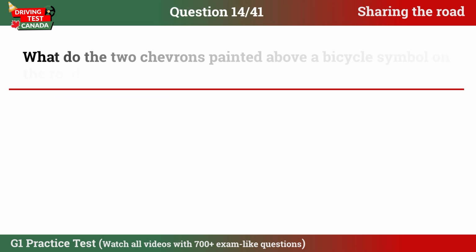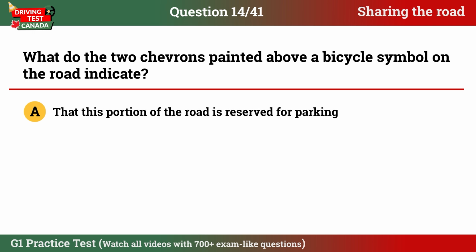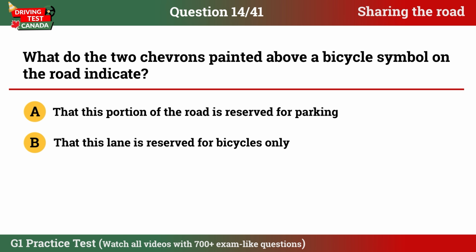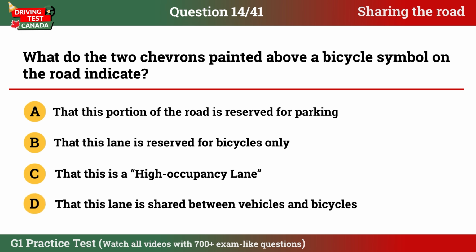Question 14. What do the two chevrons painted above a bicycle symbol on the road indicate? A. That this portion of the road is reserved for parking. B. That this lane is reserved for bicycles only. C. That this is a high occupancy lane. D. That this lane is shared between vehicles and bicycles.